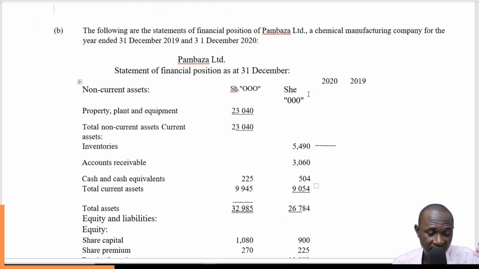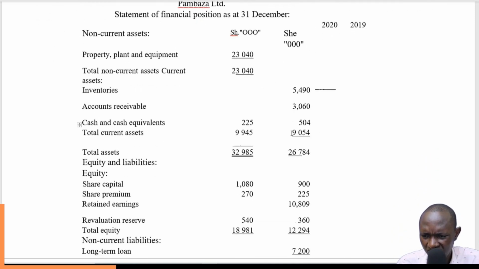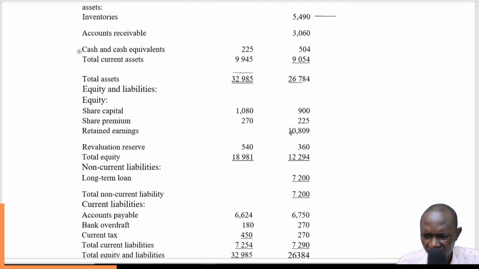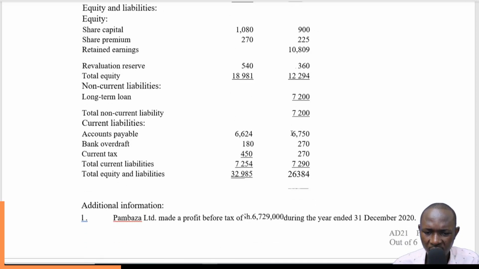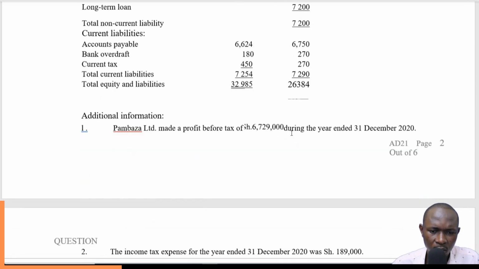Please download the paper just underneath. I think this paper might also be a bit mutilated. We don't have the figures as they are, so I'll use my paper. Please just use your paper, download the paper just beneath to help you go through this question.